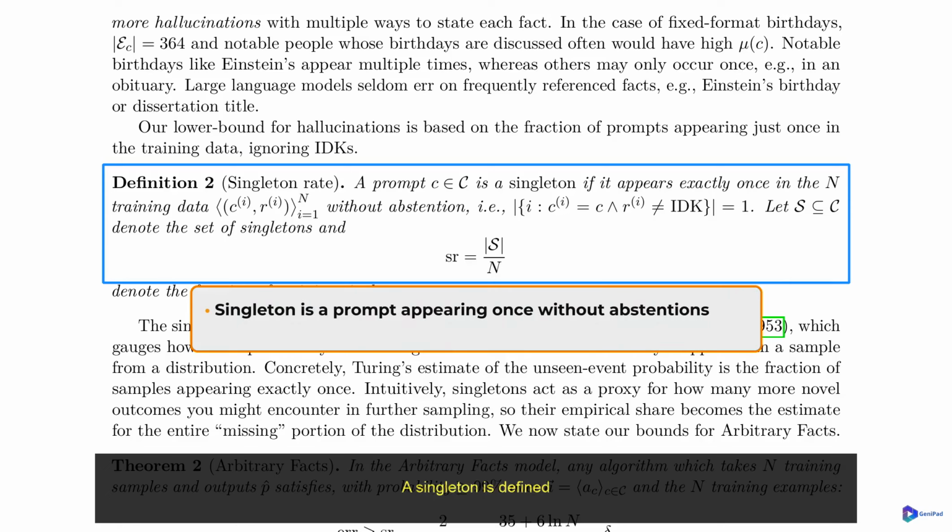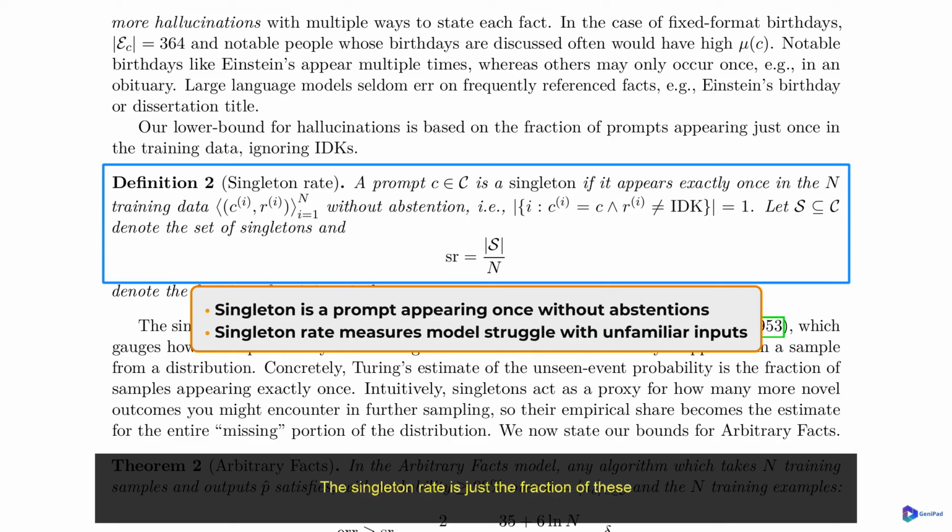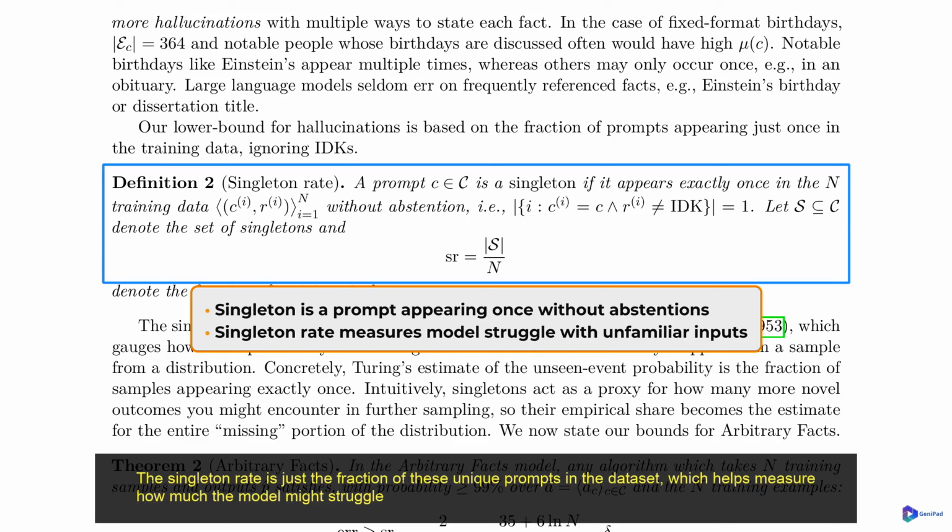A singleton is defined as a prompt that shows up exactly one time in the training data, without any abstentions. The singleton rate is just the fraction of these unique prompts in the dataset, which helps measure how much the model might struggle with unfamiliar inputs.